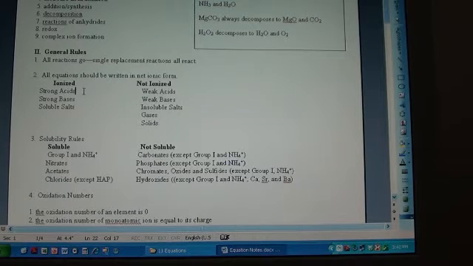Here's a really quick look, let's go over solubility rules. Anything from group 1 and the ammonium polyatomic ion are soluble. All nitrates are soluble. All acetates are soluble. Chlorides, with the exception of HAP, mercury, silver, and lead, are soluble. Okay, and then you see the non-soluble lists.